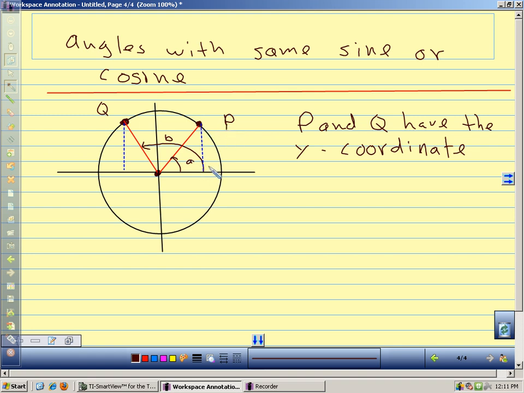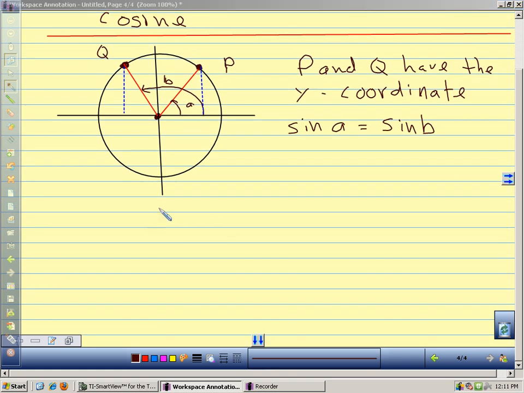Well, on the unit circle, the sine of the angle gives me my y coordinate. So this tells me that the sine of A equals the sine of B. So both of these angles, A and B, have the same sine ratio, because on the unit circle their y values are the same. So these are two angles that have the same sine. Now let's look at the cosine.